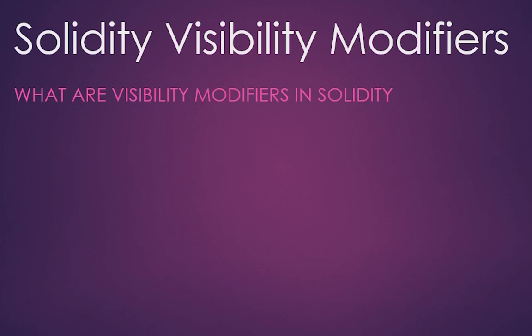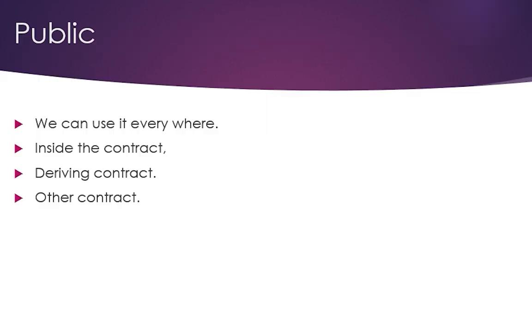So first let's move to the public slide. It has 4 steps in place, and I think you may know this public modifier better than me, because in this whole course the most used modifier is public, but we will still learn it just for those people who are new to this video. The first step is that we can use it everywhere. What does it mean? Simply, it covers these 3 steps also: inside the contract, deriving contract and also the other contract.